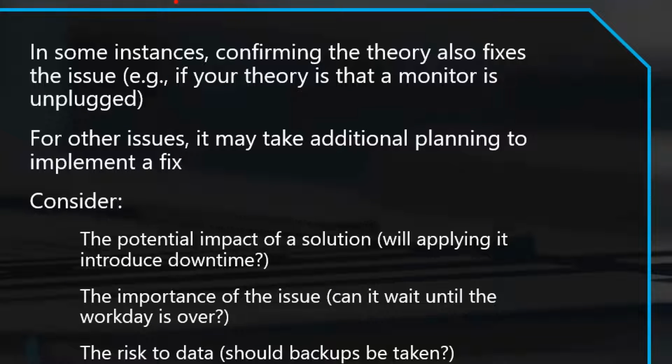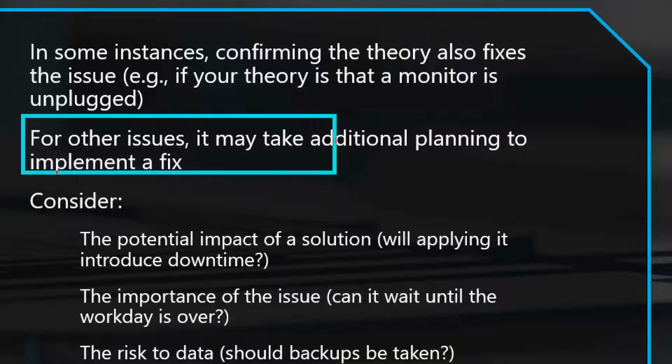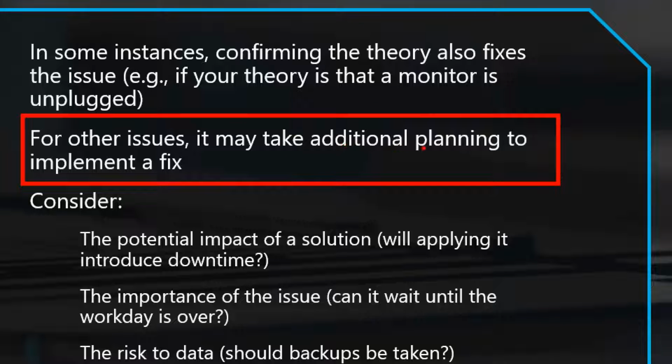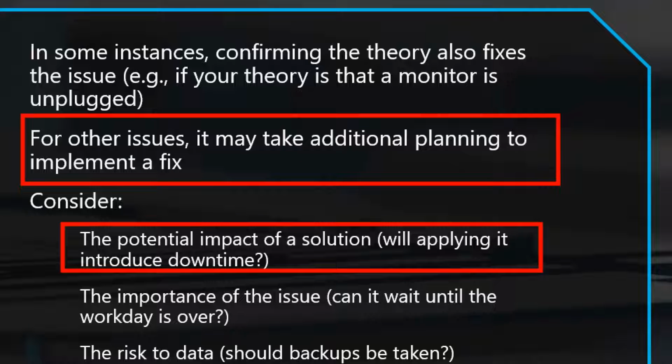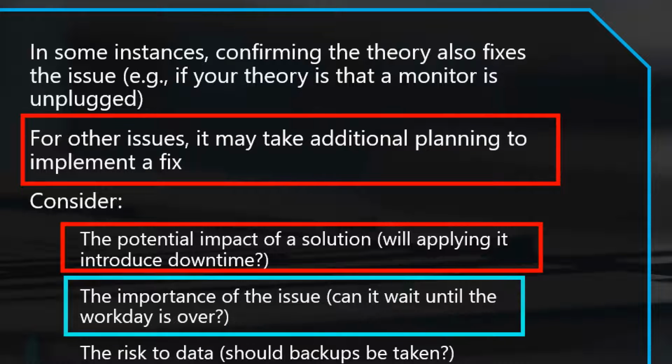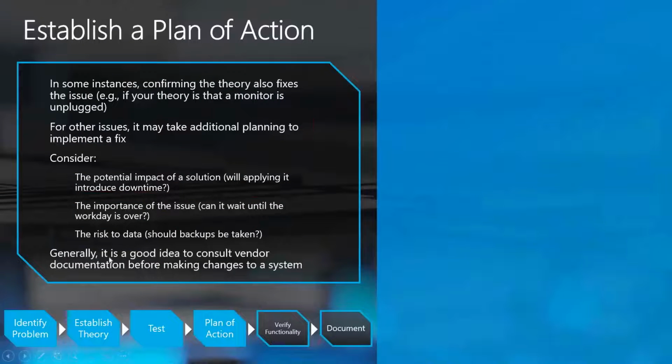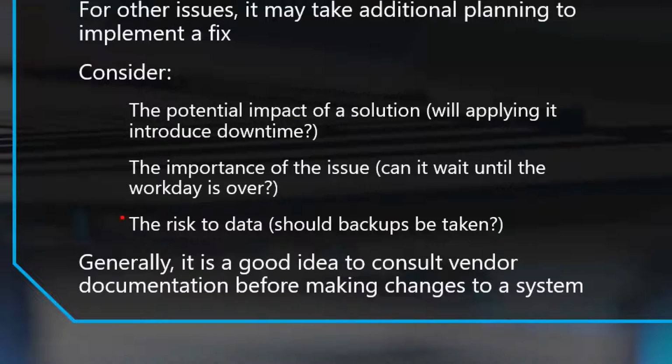A lot of times in my experience for simple problems, when you were testing your theory, it did fix the issue. But in some other areas and more complex issues, especially if what you're fixing turns out to be a symptom, not the actual root cause, then you may have to take additional planning, and you want to be careful with that. And these are the things to consider. What is the potential impact of your solution? Will it introduce downtime? So what about the importance of the issue? Can it wait till the workday's over? Is there a time when being down for that particular product, they could be down?